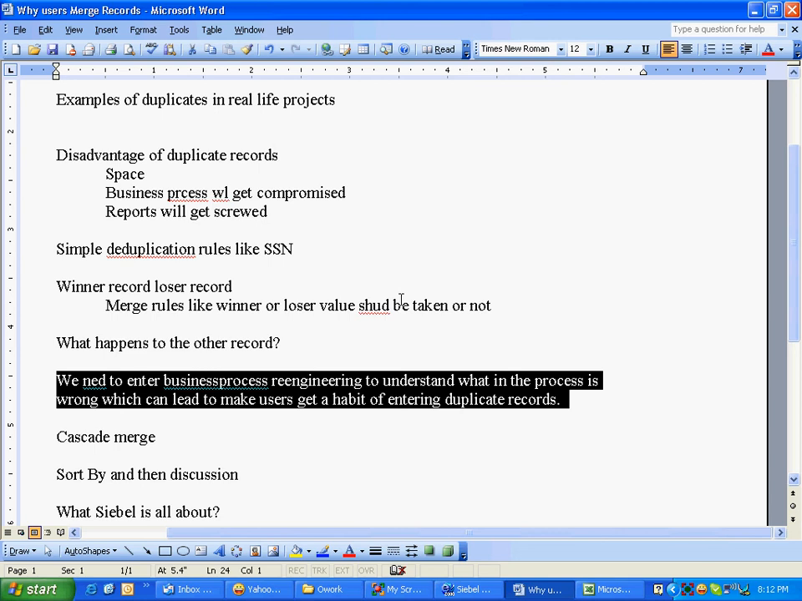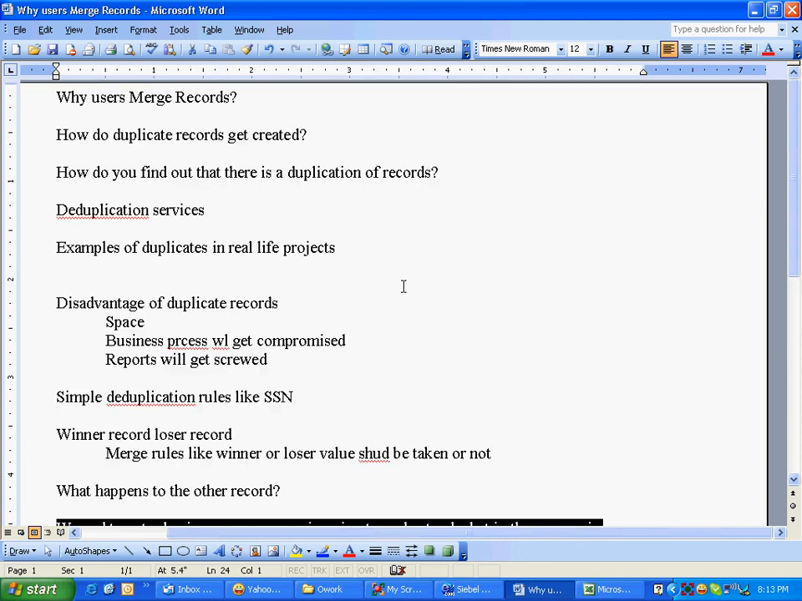The rest of the things that we talked about are supplementary ideas: why duplicate records get created, what happens, how to study the user habits, what kind of user habits are important, what the deduplication rules are. They just came up in the discussion. But the main things regarding merge are the merge records functionality, merge rules, winner and loser record. Cascade merge is a very big and important topic whenever you're discussing merge.